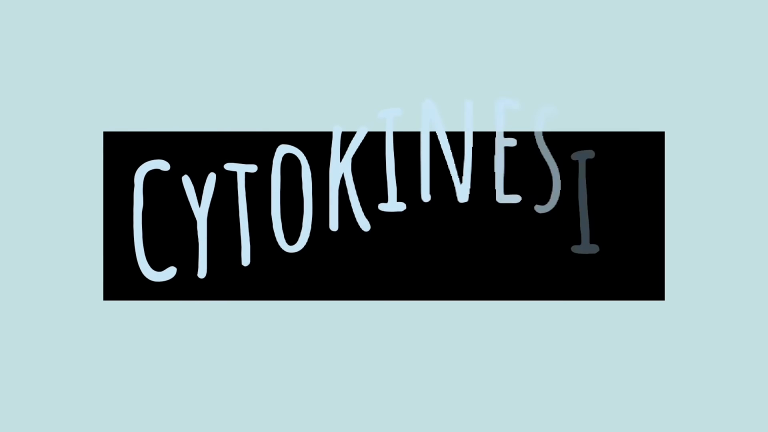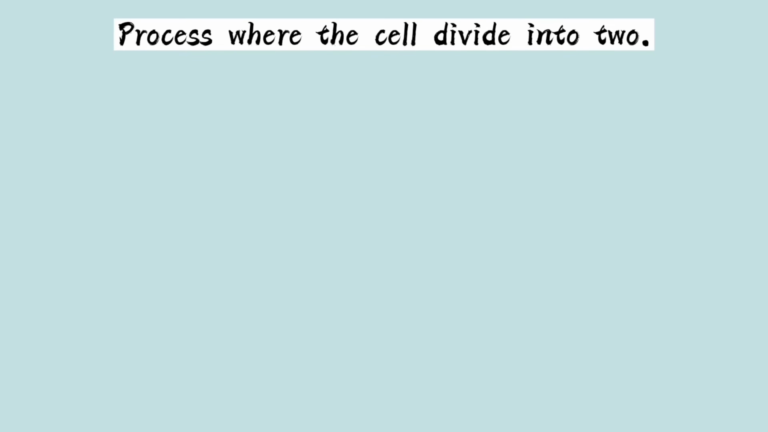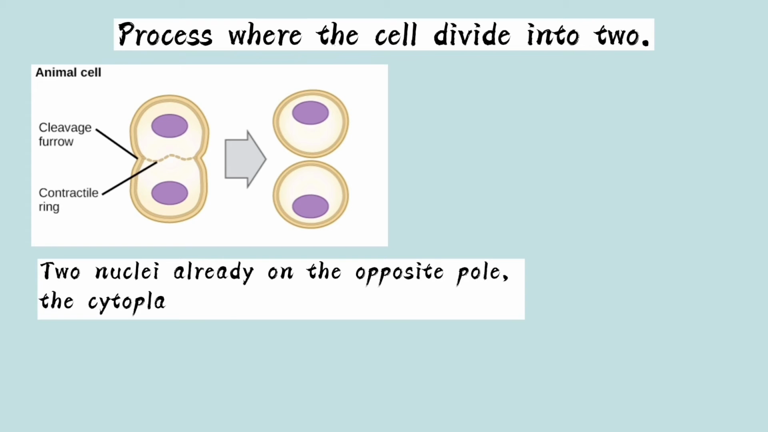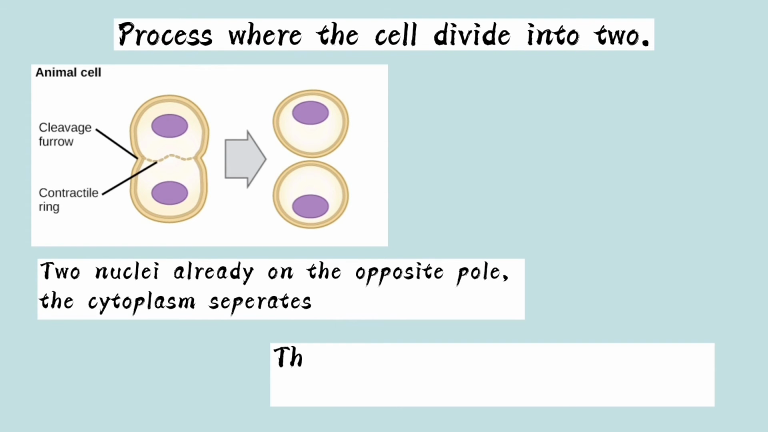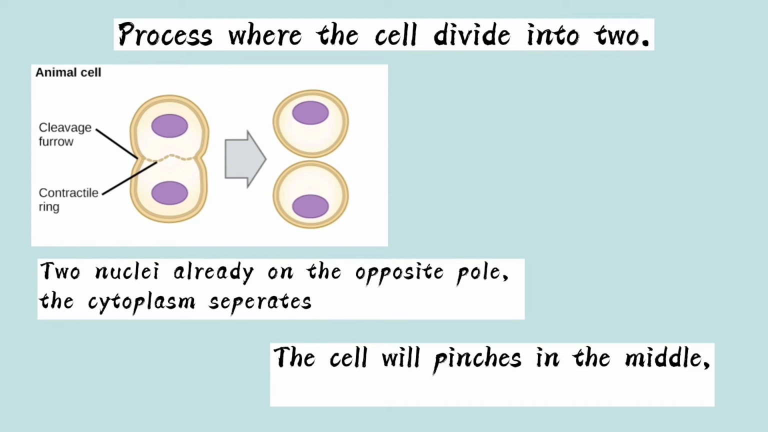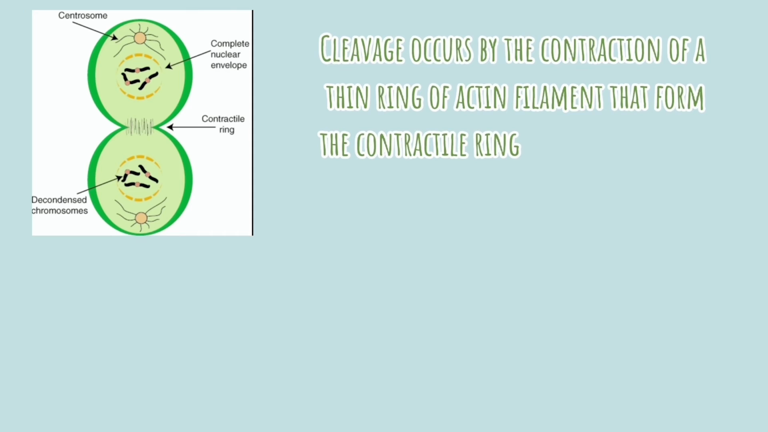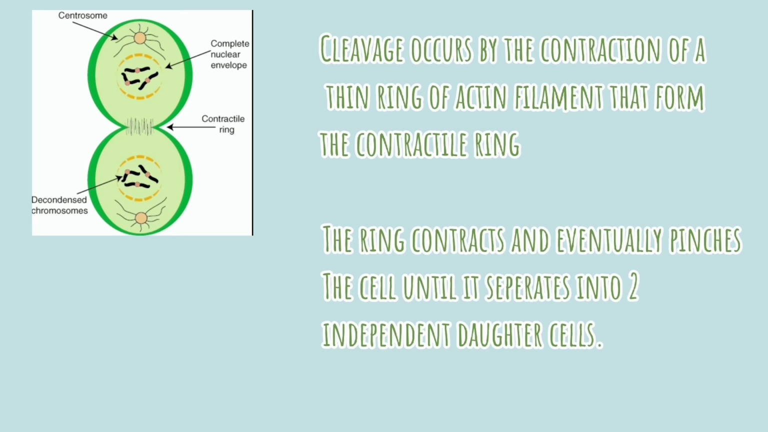We're going to talk about the term cytokinesis. Cytokinesis is a process where the cell divides into two. Where the two nuclei are already on the opposite poles, the cytoplasm separates. The cell pinches in the middle, leading to cleavage. So, what is cleavage? Cleavage occurs by the contraction of a thin ring of actin filaments that forms the contractile ring. The ring contracts and eventually pinches the cell until it separates into two independent daughter cells.